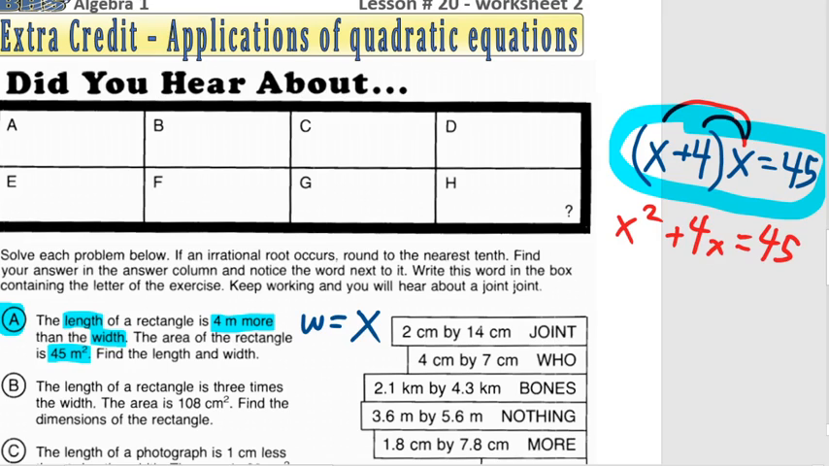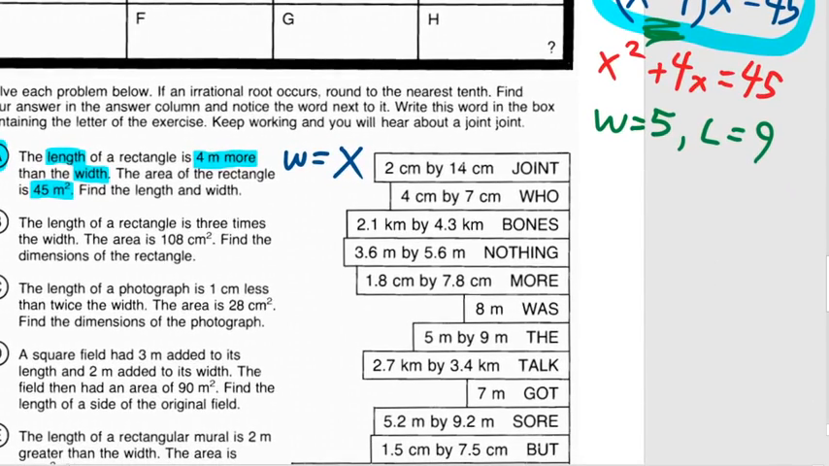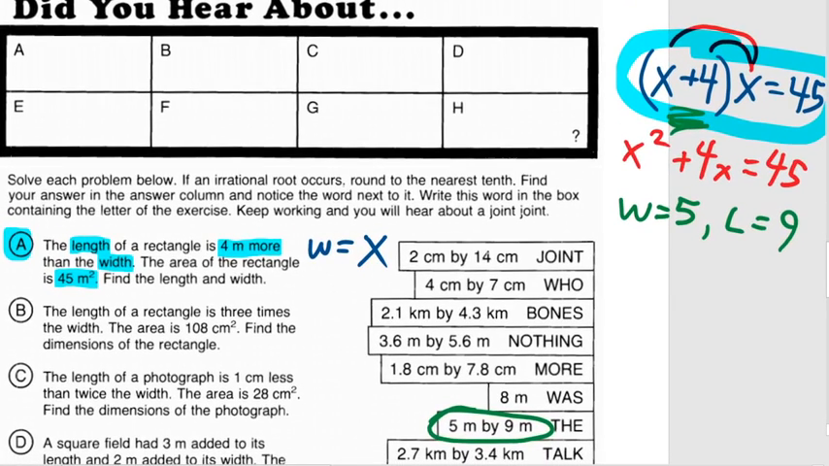I'm going to go back over here. And our width was x, so if we take and add 5 to 4, we'll get our length. And so by that we know that our length is 5 plus 4, which is 9. Looks like we have a 5 and a 9 right there. So in the A box, we're going to put that, and we can move on.